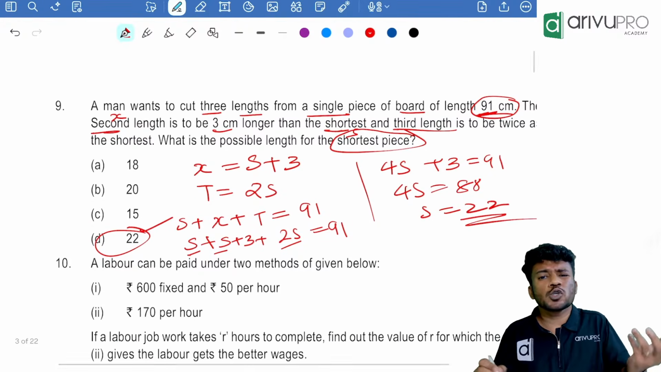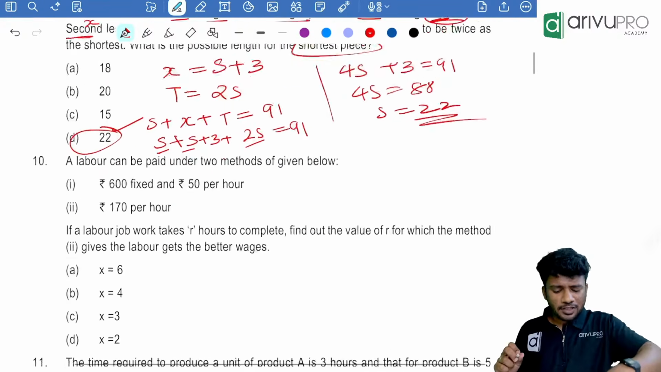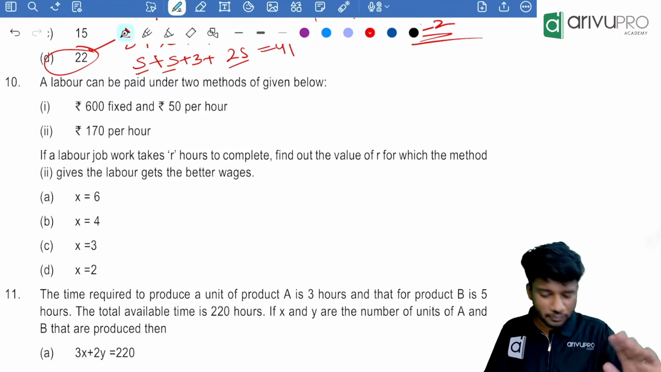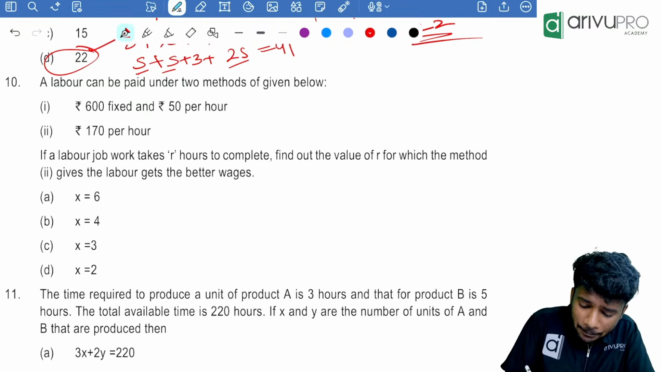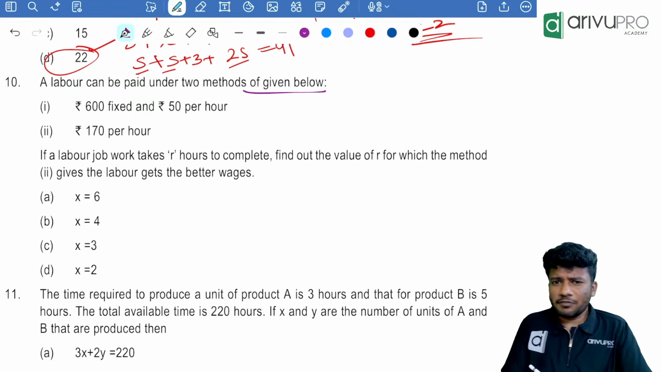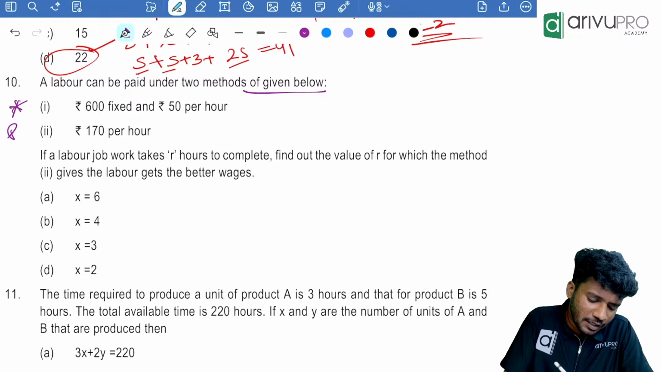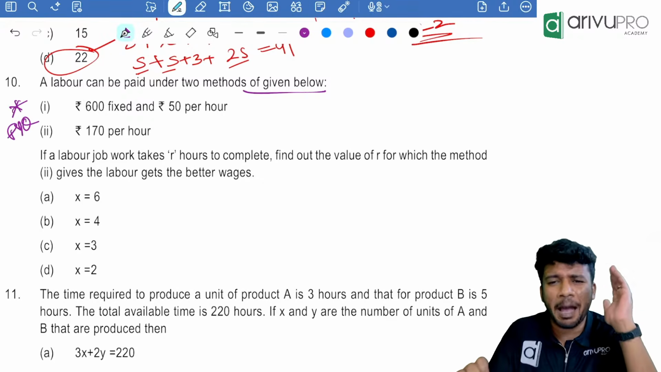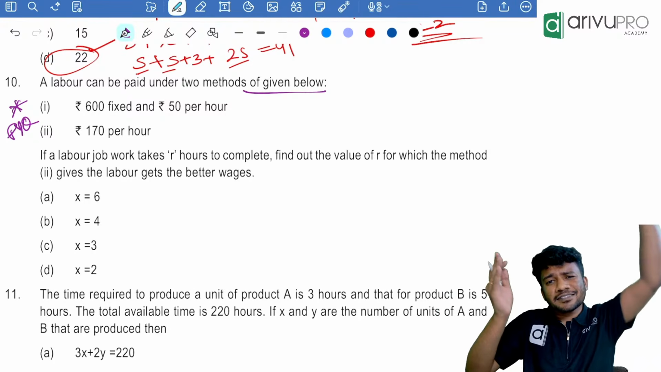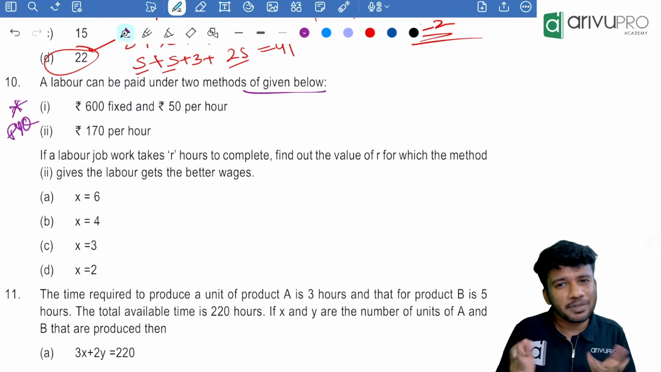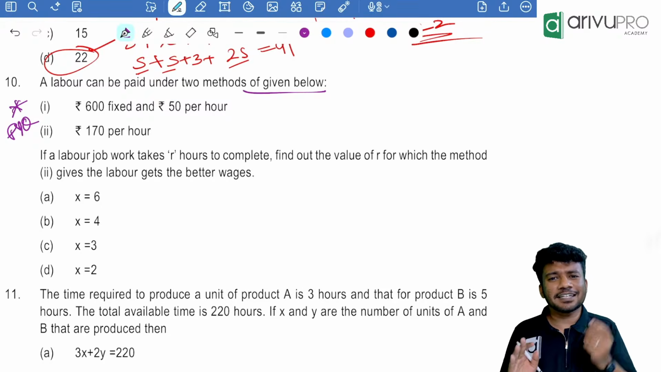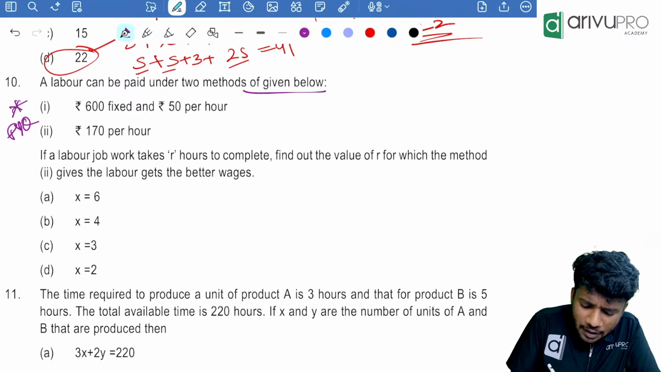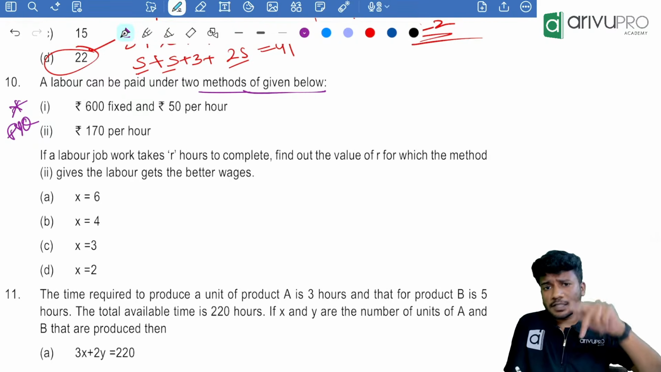Yes, MTPs are usually easy. The weightage or the difficulty level of the problems is usually easy from the MTP point of view. A laborer can be paid under two methods as given below. This also we have solved in our PYQ series. All these questions we have solved in our PYQ series. What usually happens is ICAI will combine the previous year questions together into an MTP. That is a usual thing. Here also it's like that, and some study material questions will also be there.